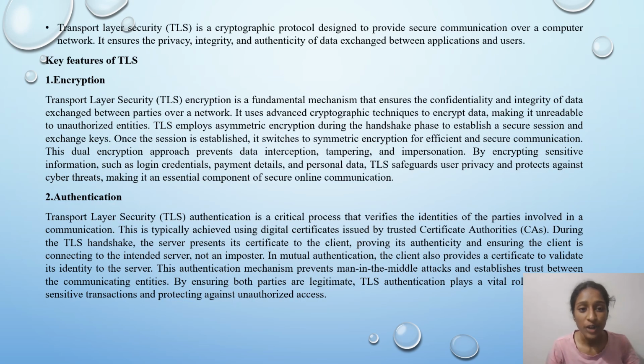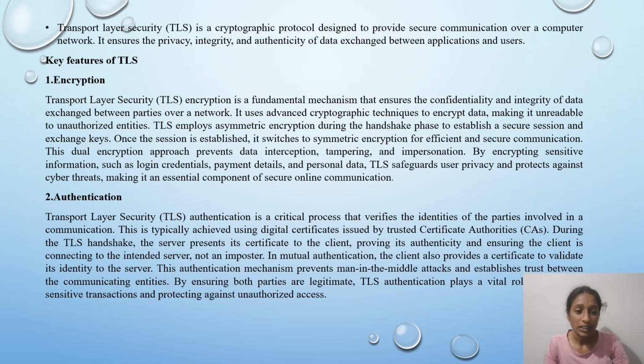Next, we'll see that transport layer security is a cryptographic protocol designed to provide secure communication over a computer network. It ensures the privacy, integrity, and authenticity of data exchanged between applications and users. Now, we'll see the key features of transport layer security. First is encryption, how the data is encrypted.